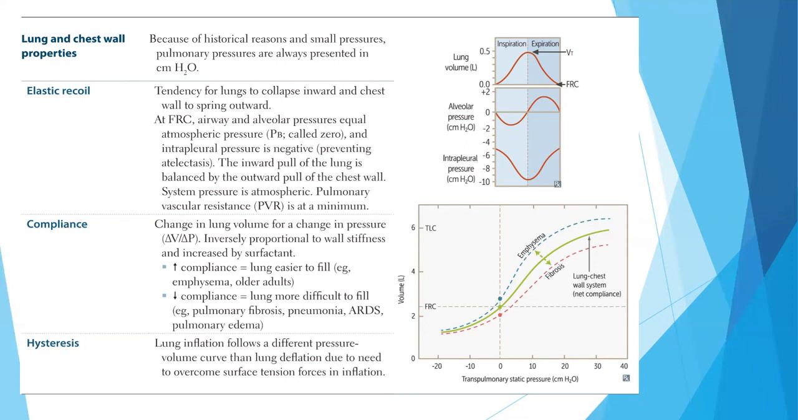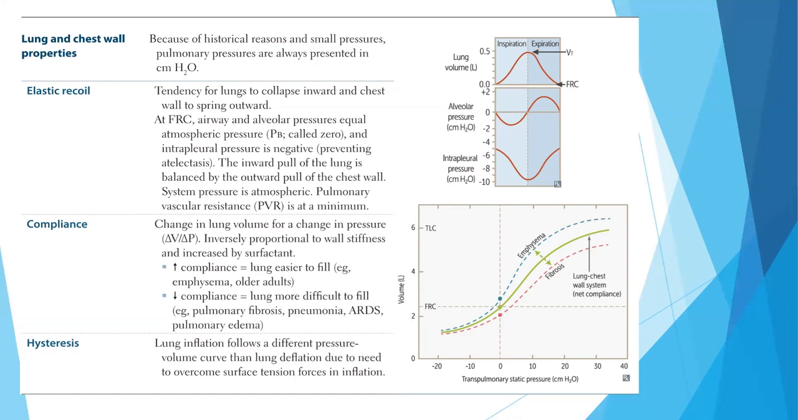The inward pull of the lung is balanced by the outward pull of the chest wall, and the system pressure is atmospheric. The pulmonary vascular resistance is at a minimum. That's how there is normal functioning of the lung. There is a balance between the inward pressure of the lung and the outward pressure of the chest wall, and that's why there is prevention of lung collapse.